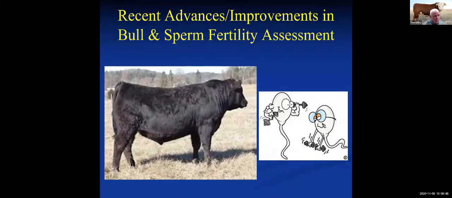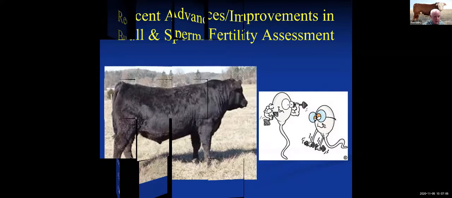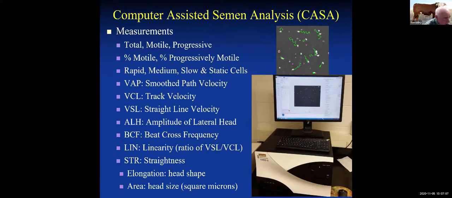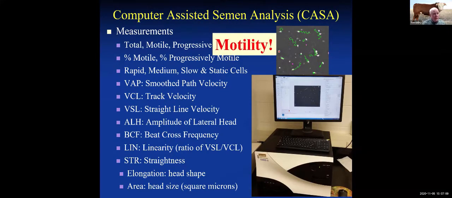Some of the recent advances and improvements in bull fertility and bull sperm fertility assessment is where we're going next. If I had any talent at all, a couple of the moderators' faces would probably be painted on these two sperm that are shown on the right side of your screen, but I don't have that talent. So let's move on. One of them is computer-assisted semen analysis, CASA.